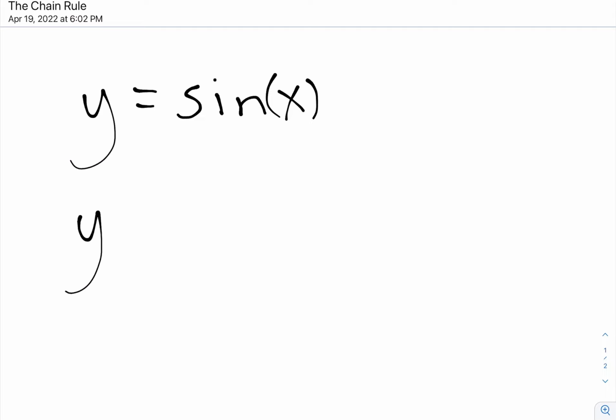Well, let's say we have y equals sine x, right? x is the inside, the thing that's being composed within the function. If we take the derivative of sine x, we have y prime, and that's going to equal cosine x, because we know that the derivative of sine x with respect to x is just cos x.